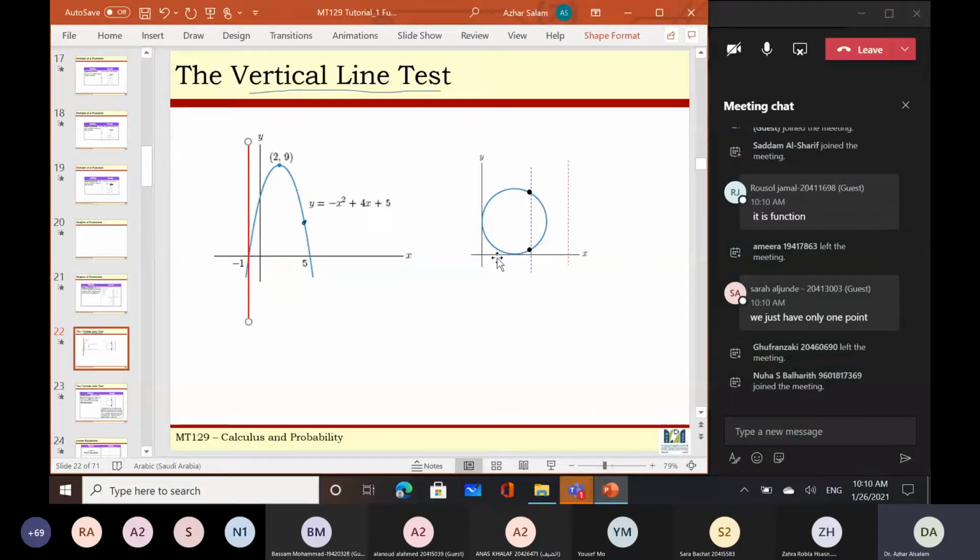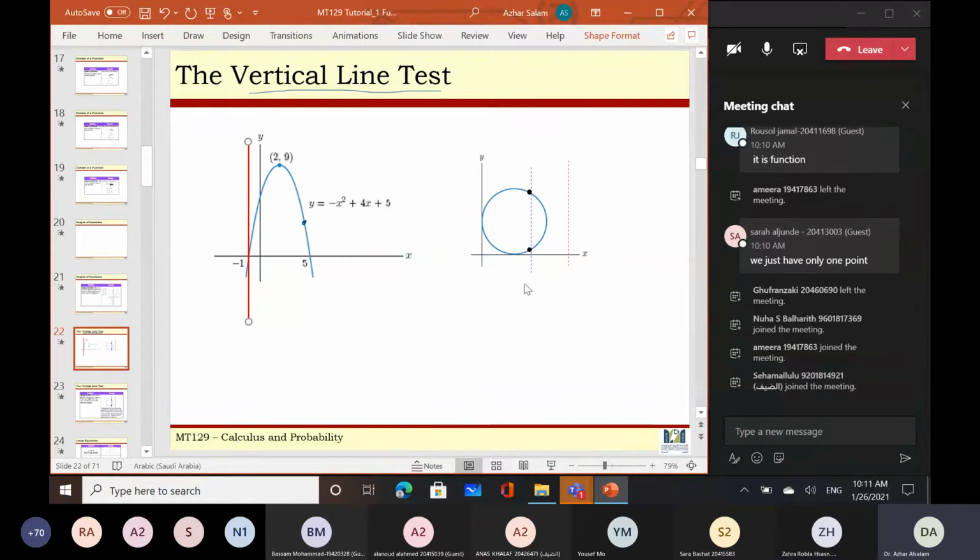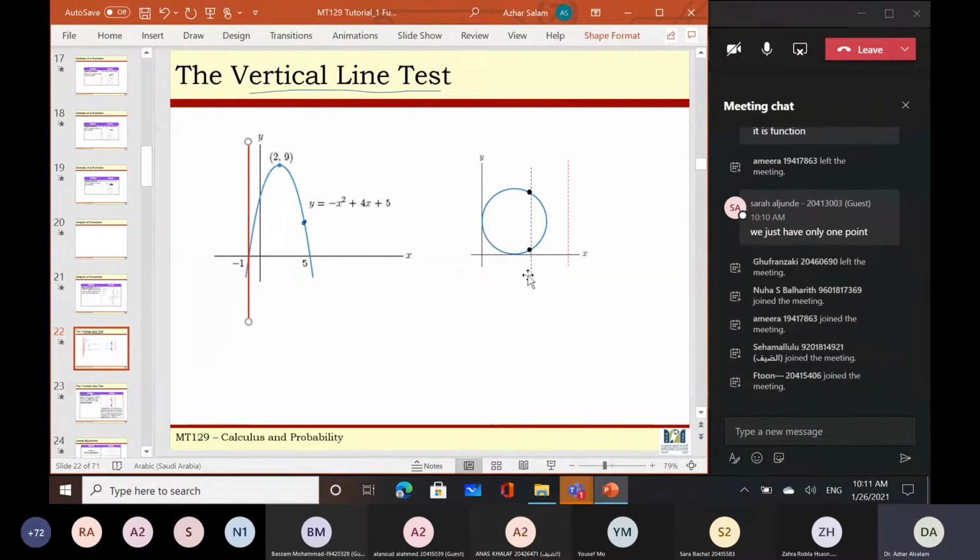If I have only one intersection point, then it's a function. But if I have something like this circle, more than one intersection point with a vertical line, then it's not the graph of a function. The question here, I might give you in the exam, for example, a graph and ask you if it's a function or not. How do you decide? You use the vertical line. If you have more than one intersection point, then it's not a function. If you have one intersection point for each part, then it's a function.